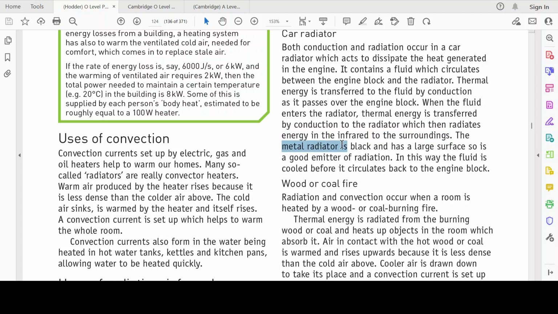And the metal radiator is black and it has a large surface area, so that's going to help with the radiation. It's not only a good absorber, it's a good emitter as well. So black and large surface area means a higher rate of cooling. And it's very hot, so the temperature difference is also large.